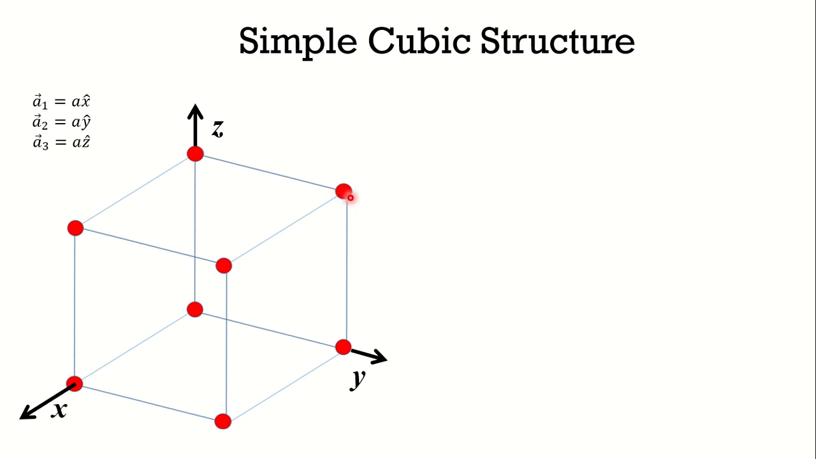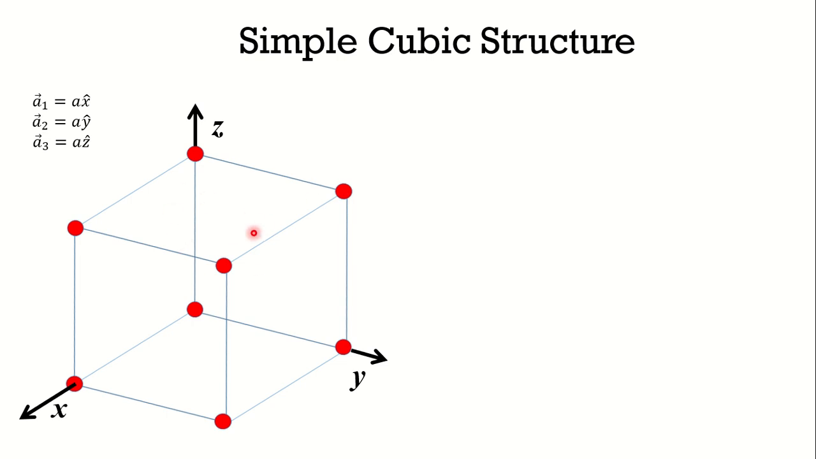for example, this point is shared by this unit cell, this point is shared by the unit cell opposite to this, one unit cell opposite to this in this direction, and one in this direction. So 4 unit cells are sharing this, and also there are 4 on top of this. So each of the corner points is shared by 8 unit cells. So one corner point is shared by 8 unit cells. So 1 by 8 corresponds to 1 unit cell. So 1 by 8 of any corner point corresponds to this unit cell.